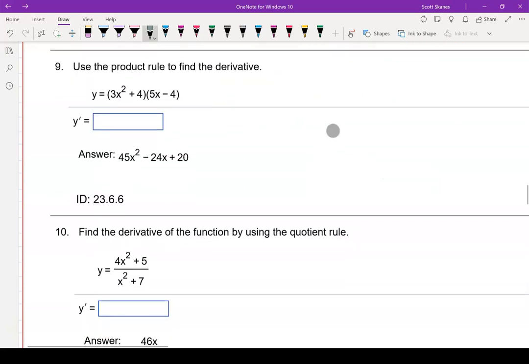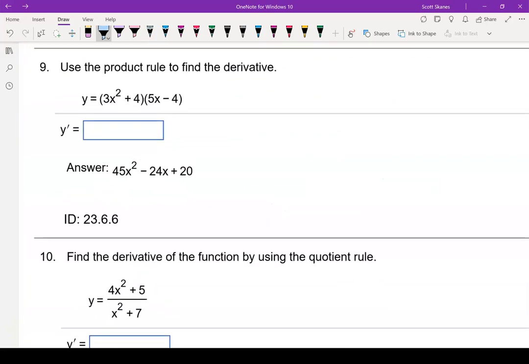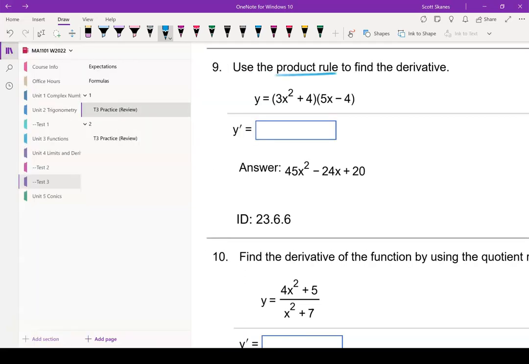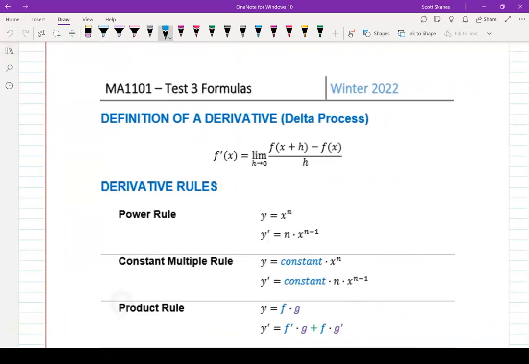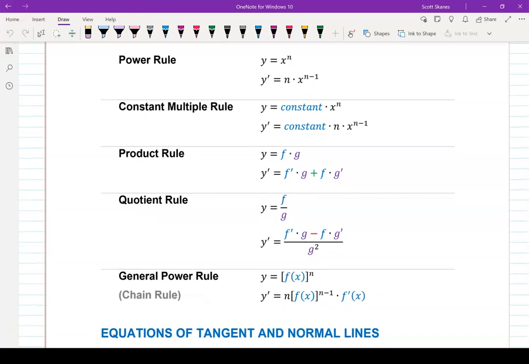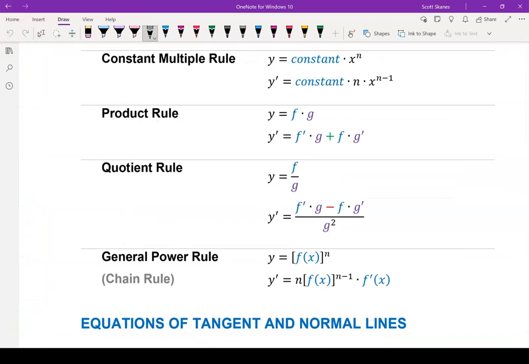So number 9, use the product rule to find the derivative. So product rule has a very specific formula. You can find it on the formula sheet if you don't know it off by heart. But I recommend you memorizing it. It just means if you have two functions f and g multiplied by each other, your derivative is going to be the derivative of the first one times the second one, and then the first one times the derivative of the second one. Some students, like I know Michael in class, think of it like this, f prime g plus g prime f, and for some students that is easier because the derivatives come first. Just make sure to swap the function.